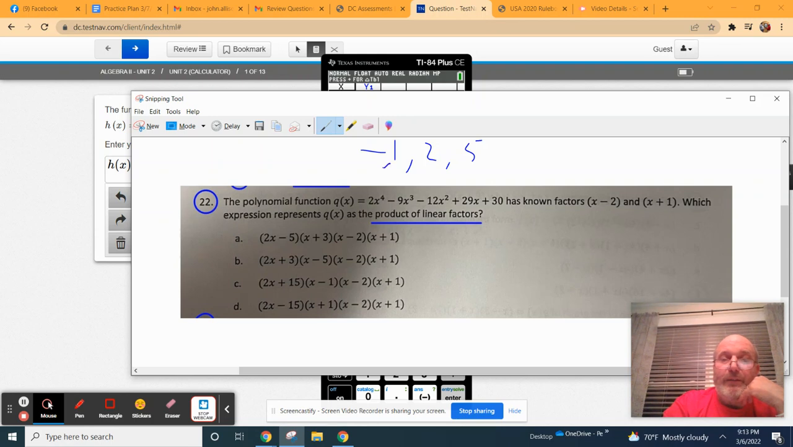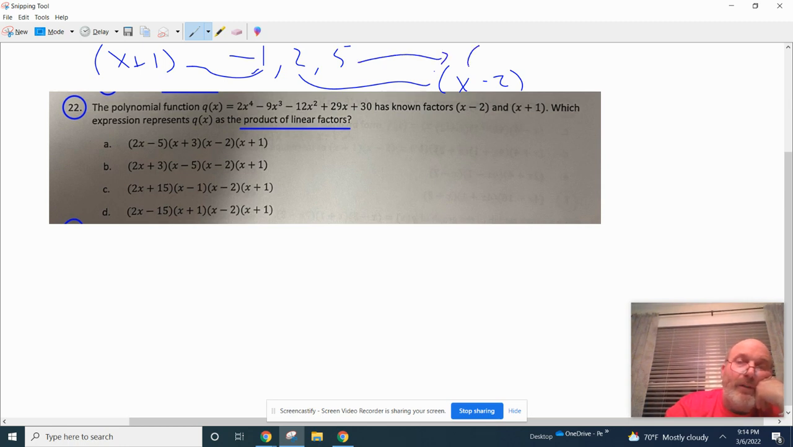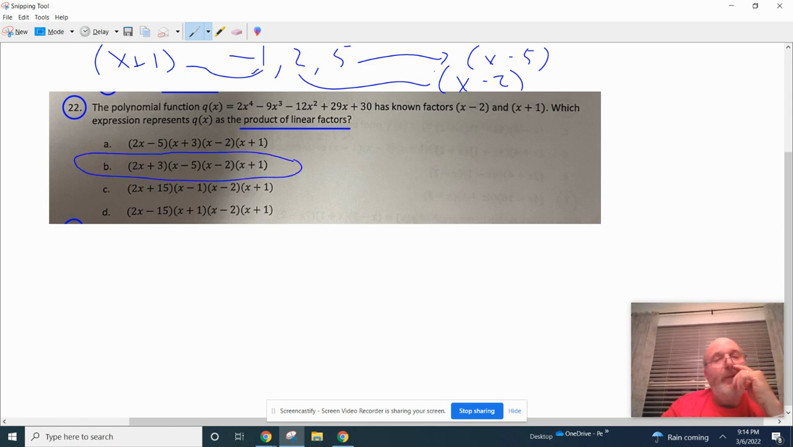This means that x plus 1 has to be a factor. So we're going to look for that. All of them have x plus 1. This means that x minus 2 has to be a factor. So we're going to look, they all have x minus 2's. This one means x minus 5 has to be a factor. So it looks like only one of them has x minus 5. So I'm guessing it's going to be this one.